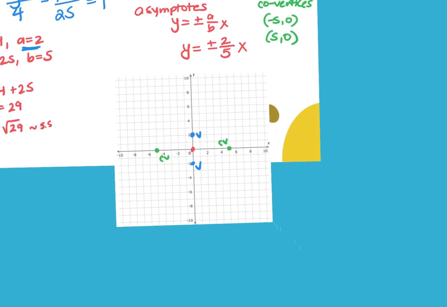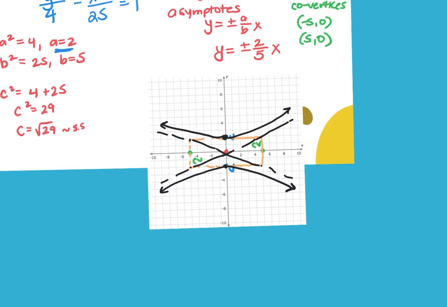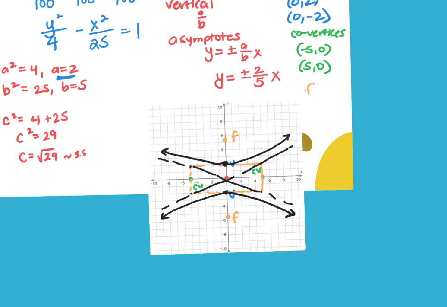I'm going to draw the box. Find the corners and draw the asymptotes through those corners. And then it's vertical, so my branch is going off the vertex, up and down. My foci is C distance away from the center, which we approximated to be about 5.5. But when we write it, we keep it exact. So the foci is plus and minus square root 29, 0.